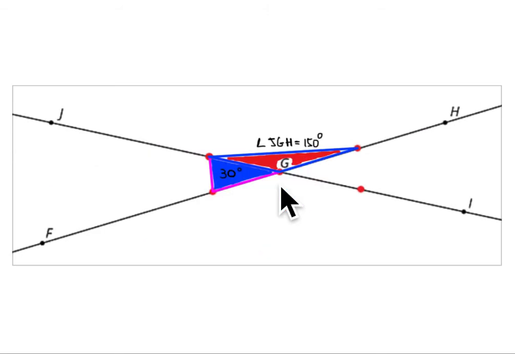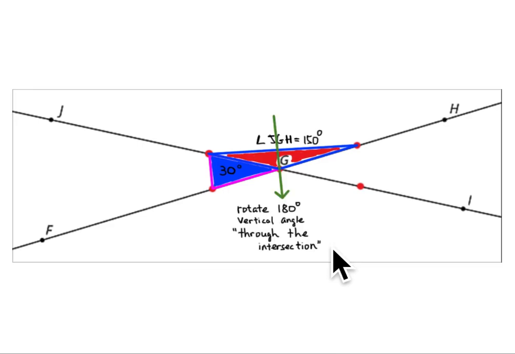All right, and so then if you look at angle, it says find and label an angle congruent to angle JGH. So find another angle that's the same as angle JGH. Well, again, same idea. If you rotate this 180 degrees, it's going to land on this side, go through this intersection. This angle down here, which is FGI, is going to equal 150 degrees. So rotate 180 degrees, it's a vertical angle.